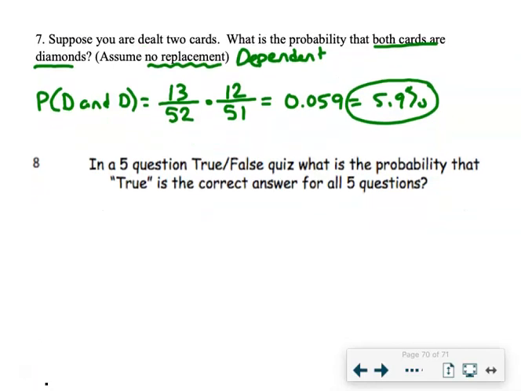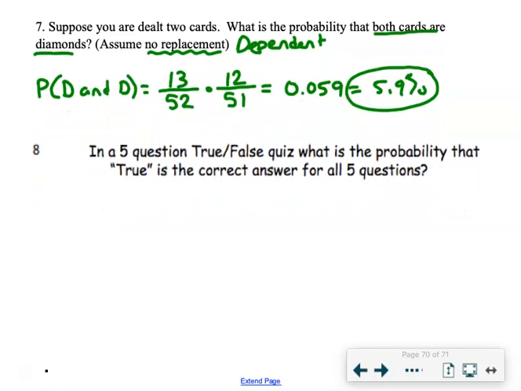Okay, last one. In a 5-question true or false quiz, what is the probability that true is the correct answer for all 5 questions? Okay, so that would be true, true, true, true, true. There's only one way to do that. Okay, there's only one way to get true, true, true, true, true. The only answer key that exists where they're all true.